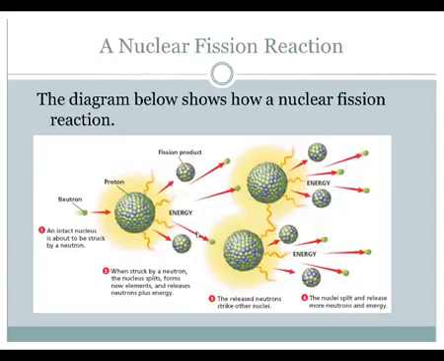Alright, so this diagram shows a fission reaction. It shows a neutron being shot into a uranium-235 atom, into the nucleus of it. As it hits that nucleus, it breaks apart into two products. More neutrons are released. Those neutrons go and hit other atoms, breaking them apart, releasing more energy and more neutrons.